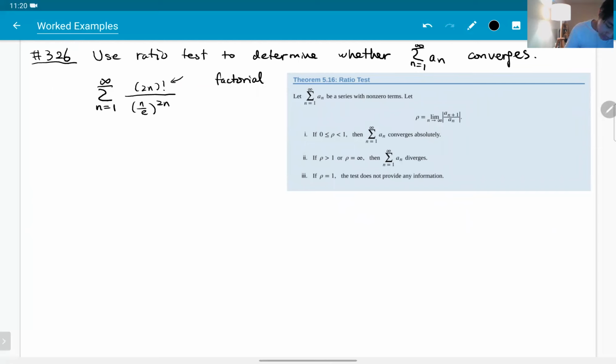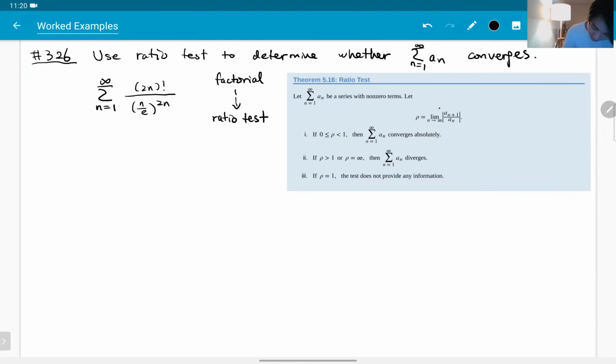So typically, of course, this doesn't work all the time, but it works most of the time. If I see a factorial, I should think about using the ratio test. As we'll see when we work through this problem, when we use factorial and ratio tests together, there's going to be a lot of cancellations. Okay, let's go back to the problem.